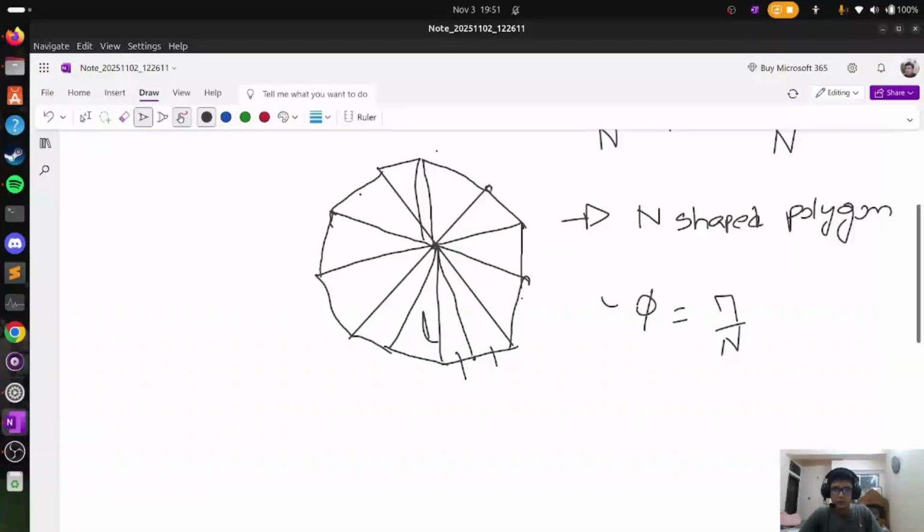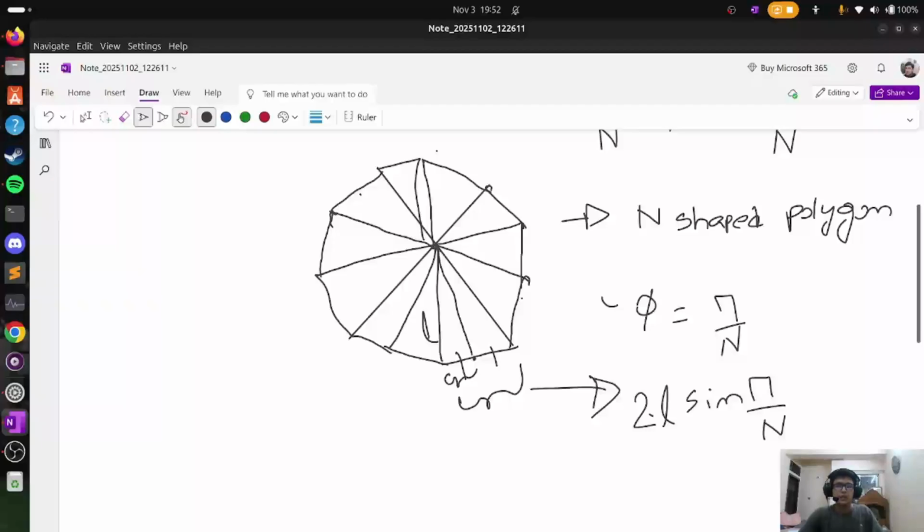So we want the perimeter, right? In this case, this small piece is L sine of pi by n. For the complete side, it should be 2L, so this side is 2L sine of pi by n.